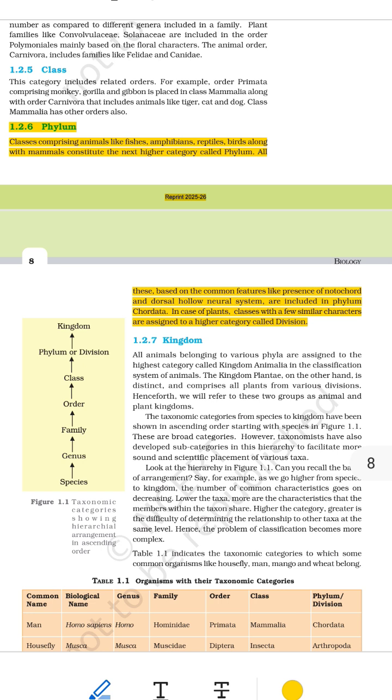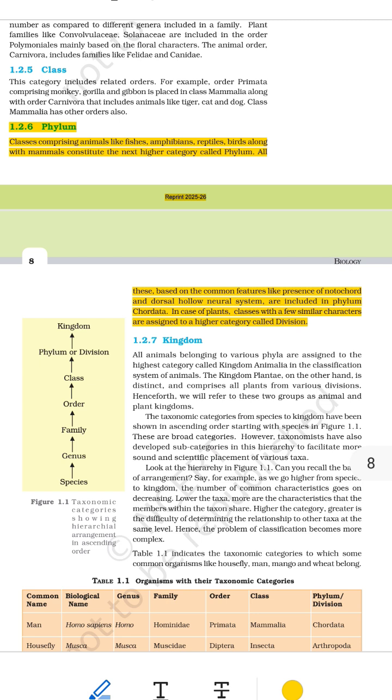Summary for phylum. A phylum is a very big group. It contains many classes of animals. All animals in one phylum have some basic body features in common. For example, phylum Chordata includes all animals with a notochord and spinal cord.